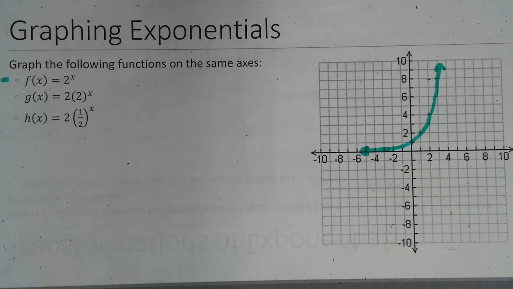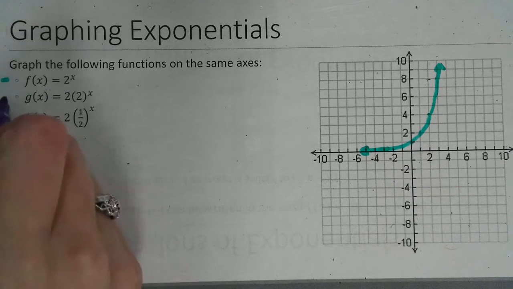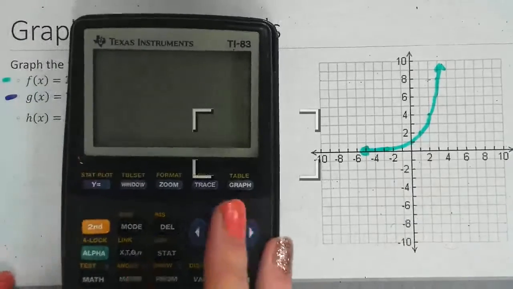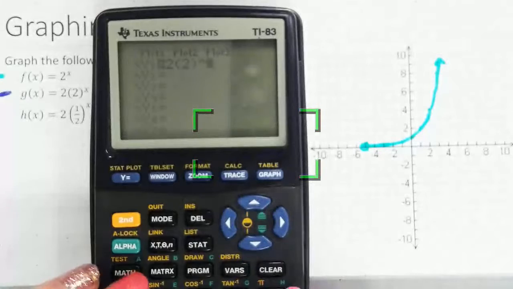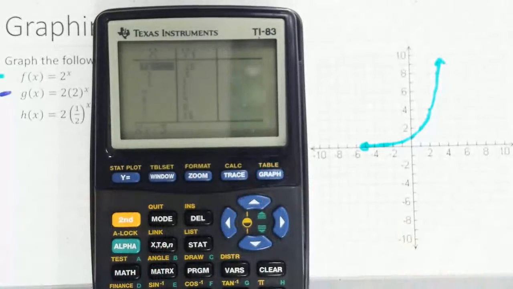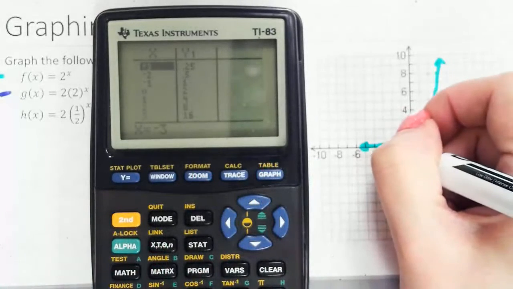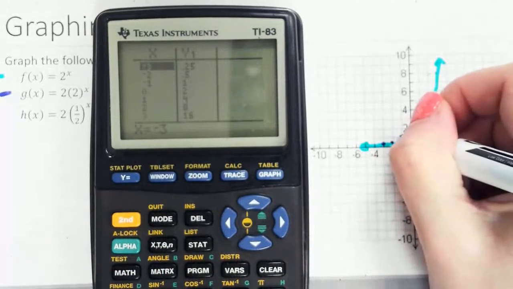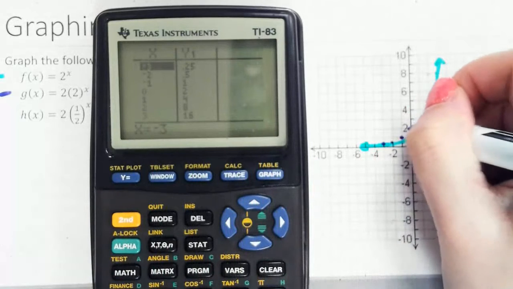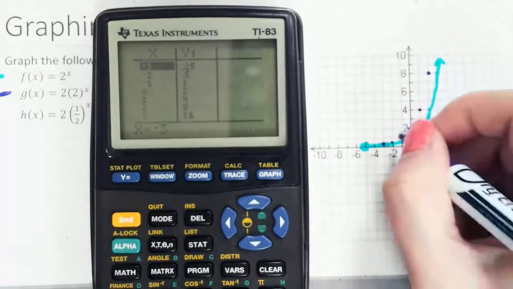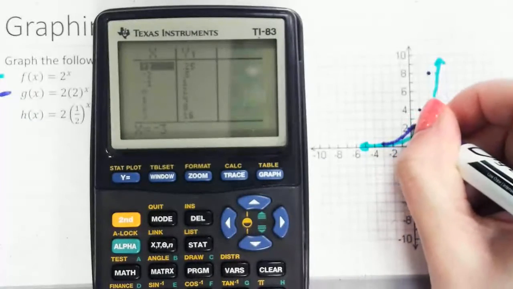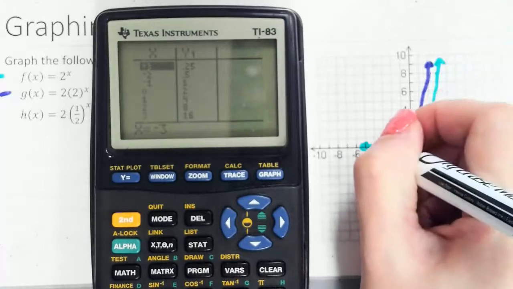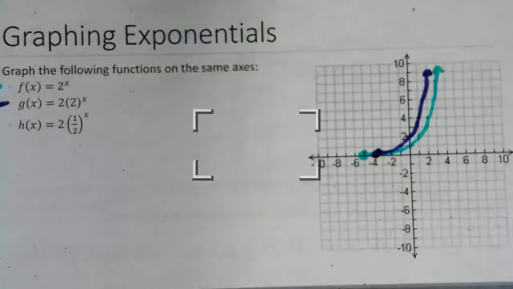G of x, I'll graph in purple. That's 2 times 2 to the x. I could just go to my y equals and type in 2 times 2 raised to the x and look at the table for that. That would be -3, 0.25, -2, 0.5, -1, 1, 0, 2, 1, 4, 2, 8. These points sound really familiar, but we can tell that it's not the same as the green graph, but it doesn't look too far off.